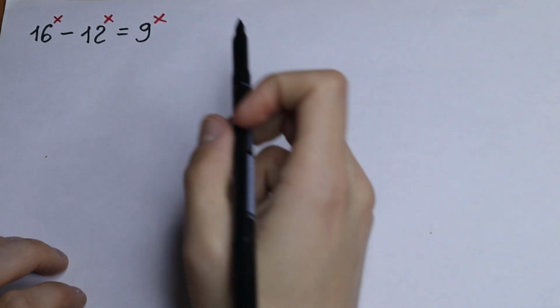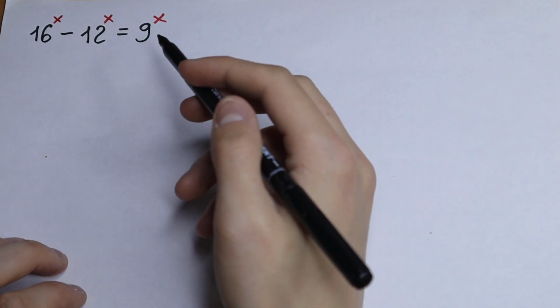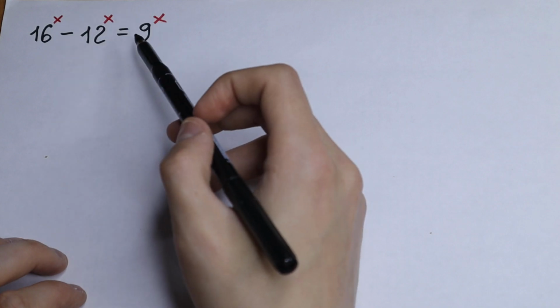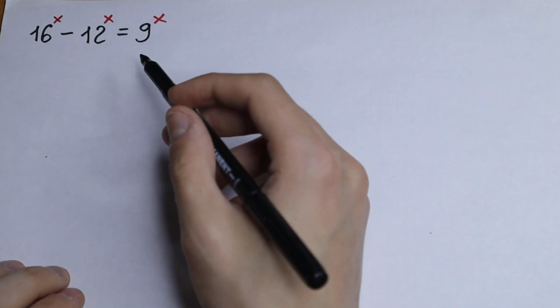Here we have an interesting exponential equation: 16 to the power x minus 12 to the power x equal to 9 to the power x. How can you solve it? The main idea to solve this exponential equation is to divide both sides by, in our case, 9 to the power x. Let's divide both sides by 9 to the power x.